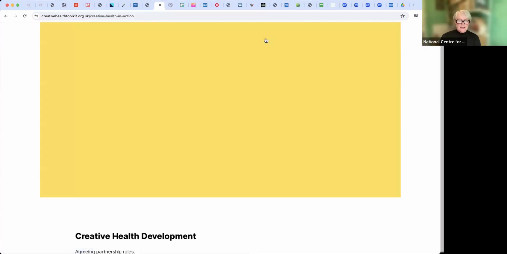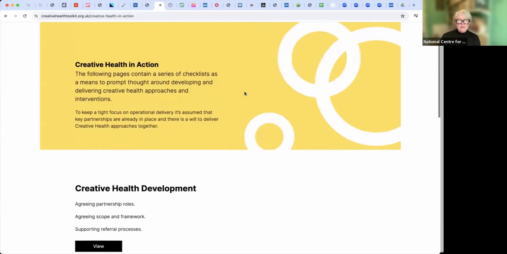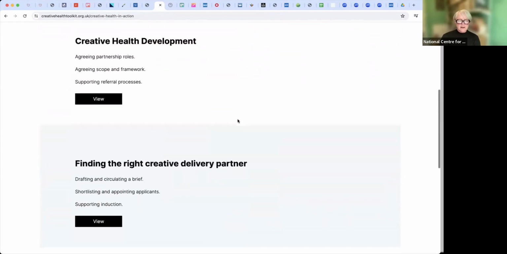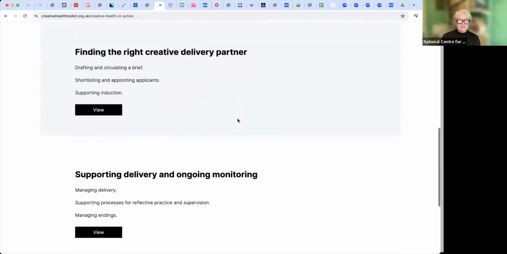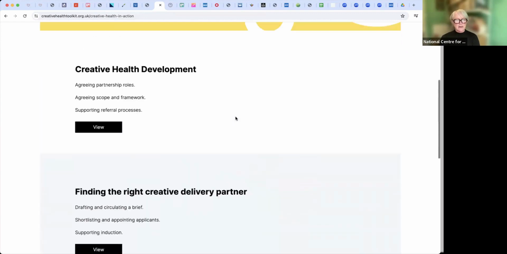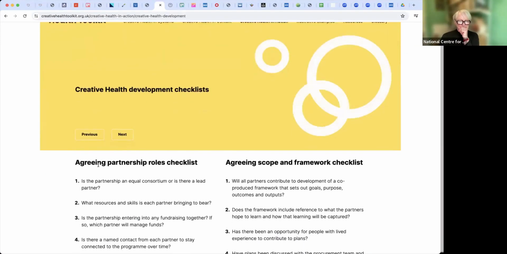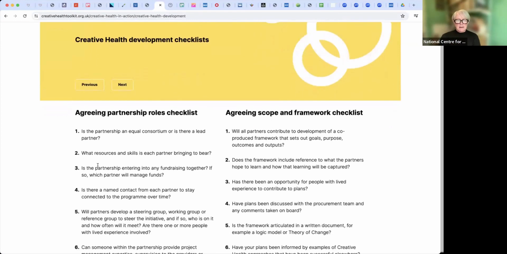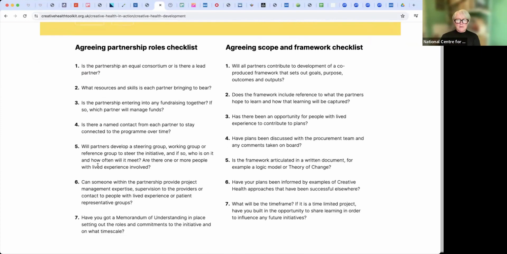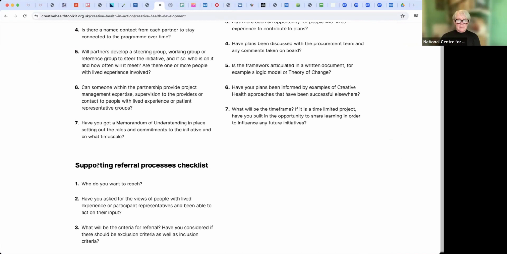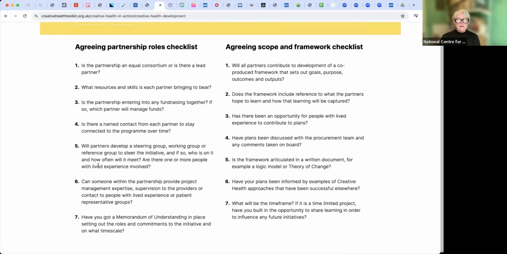Finally, Creative Health in Action is a series of checklists covering creative health development, finding the right creative delivery partner, and supporting delivery and ongoing monitoring. Within each of these, there are a number of checklists. Here, agreeing partnership roles, agreeing scope and framework, supporting referral processes, and then a series of questions which are intended to be prompts to get you thinking about how to approach the work.